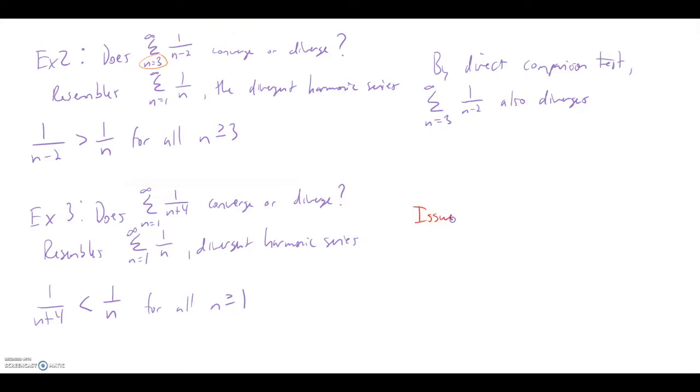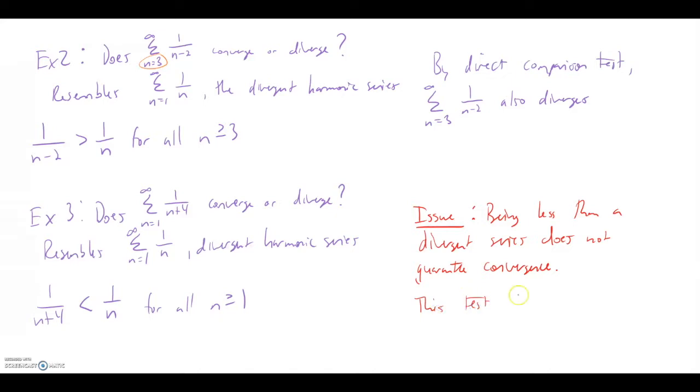And why this will be an issue is that a series having a value that's less than a divergent series does not guarantee that it is convergent. Just because something's less than an infinite sum, it could still have an infinite sum itself. And so this direct comparison test is severely limited if we can't prove that our series is greater or less than a comparable series to prove our point. But the comparison test has a better version that we can use.